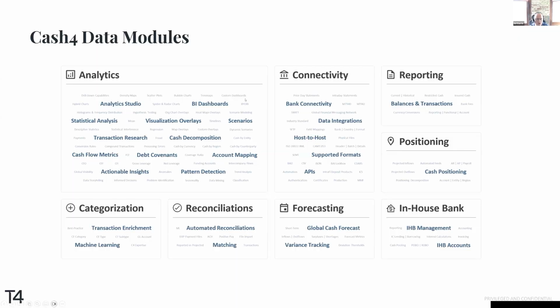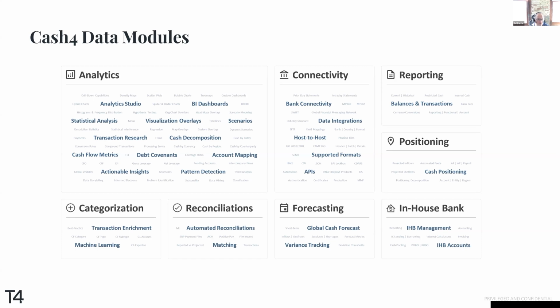Next slide. So talking a little bit about Cash 4, we're really focused on the analytics, right? The data coming in, enriching it, categorizing it, and then presenting it through various dashboards, reports, and driving analytics and insight. We've talked about the connectivity, APIs, host to host. The reporting goes hand in hand with the analytics, positioning, the ability to understand what your cash position is up to the day, and then what your expected flows are, projected flows. And we've talked about our multi-level transaction categorization.